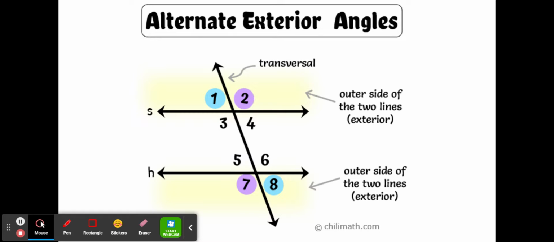Alternate exterior, again talking about those parallel lines and transversals. Alternate exterior angles are ones that are on the outside of the two parallel lines, and they're also on alternate sides of the transversal. So one's on the left, one's on the right, and it is on the outside of the parallel lines.